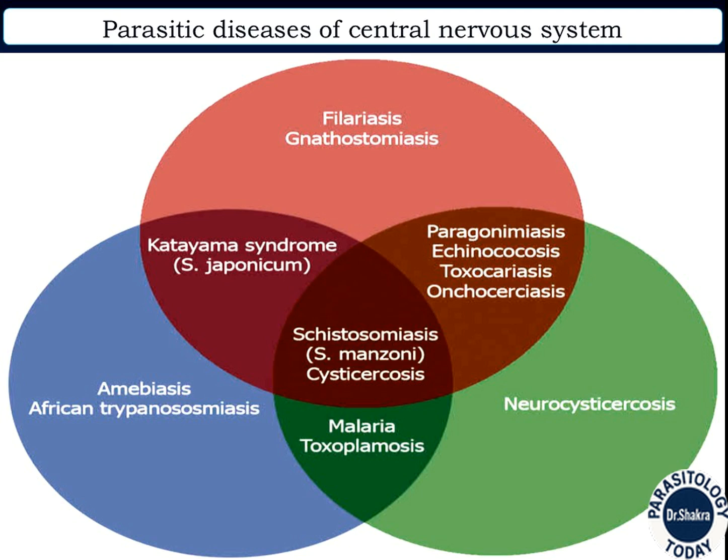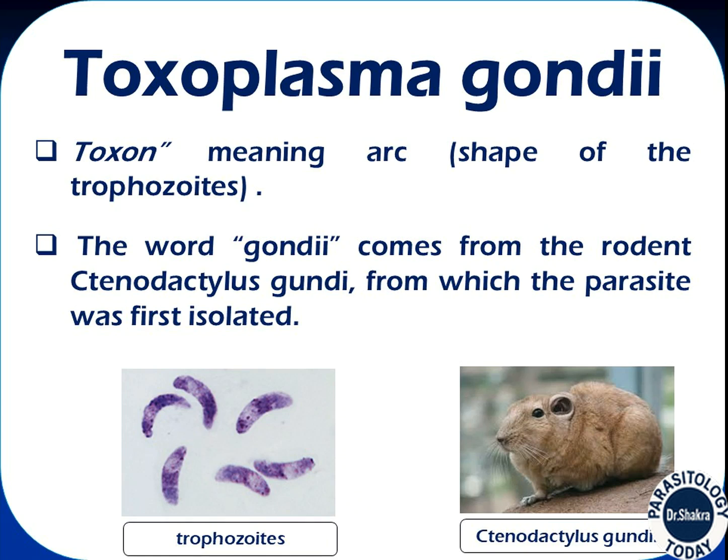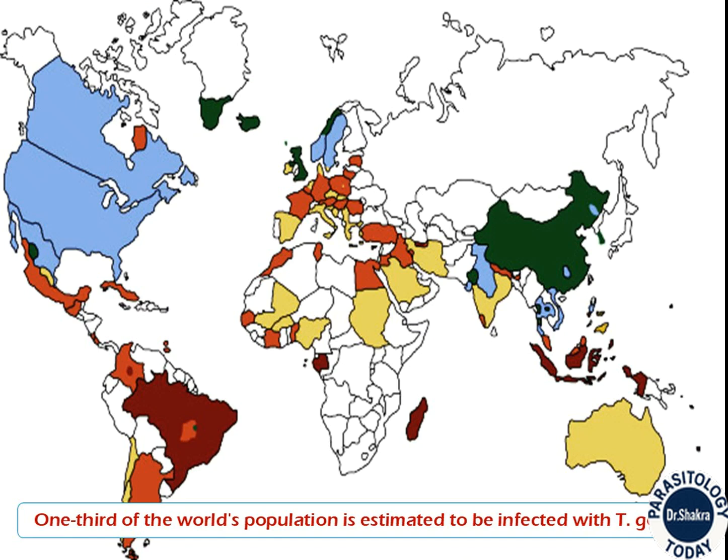Now, a bit about the name. The word toxoplasma comes from toxon, meaning arc or bow, referring to the organism's distinctive curved shape. The second part, gondii, comes from the North African rodent Ctenodactylus gundi, from which the parasite was first isolated. It's a remarkably common organism. Roughly 1/3 of the world's population has been exposed to it.